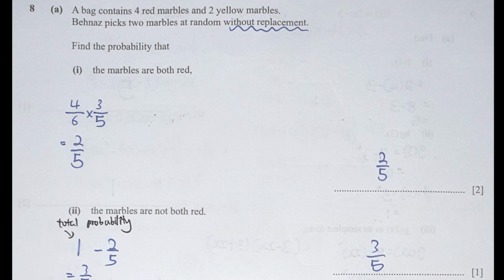Question 8a, keyword is without replacement. So 4 over 6 times 3 over 5, you get 2 over 5 as your final result. So part 2, the marbles are not both red, so total probability is 1 minus 2 over 5, which is both red, the condition, then you get 3 over 5.